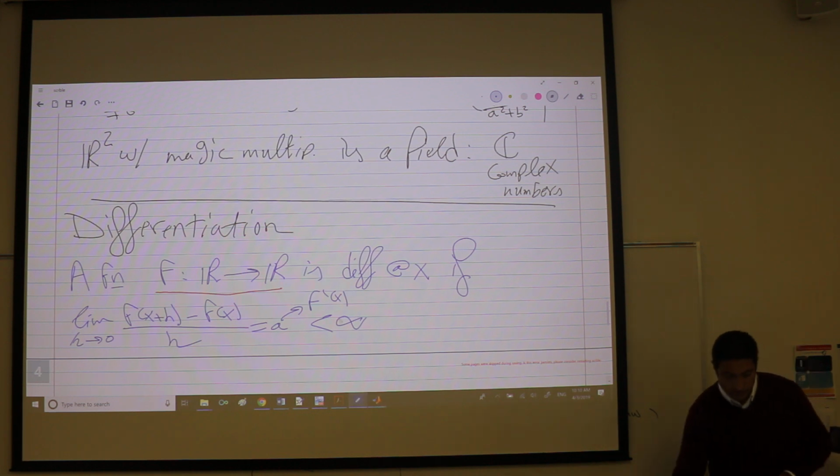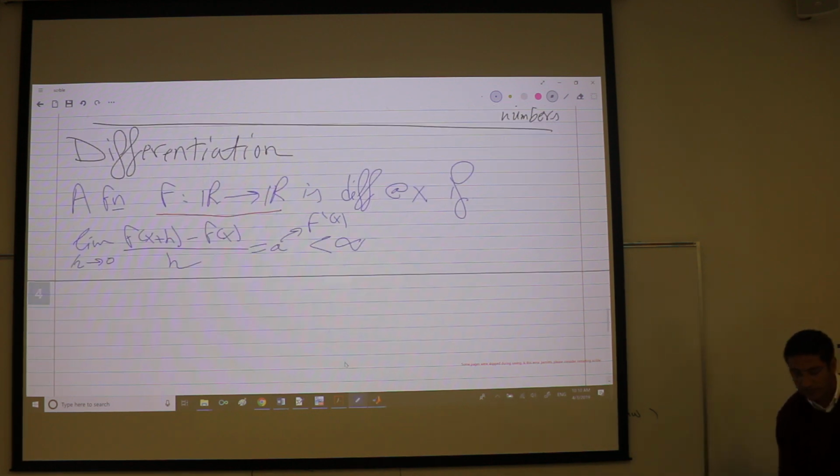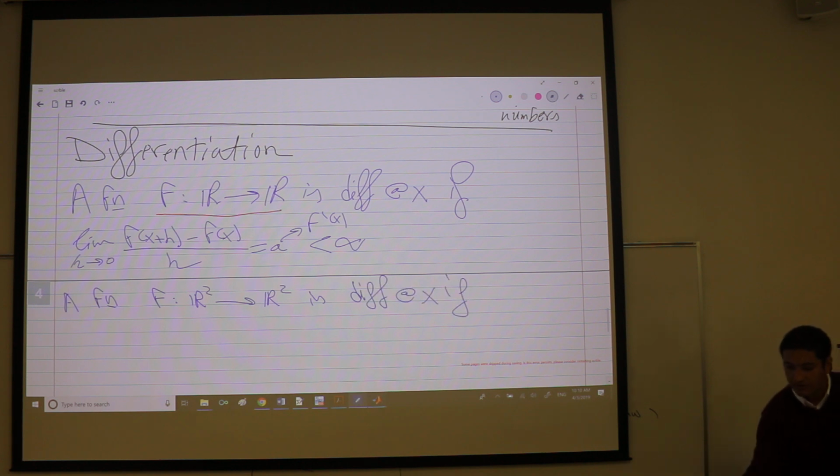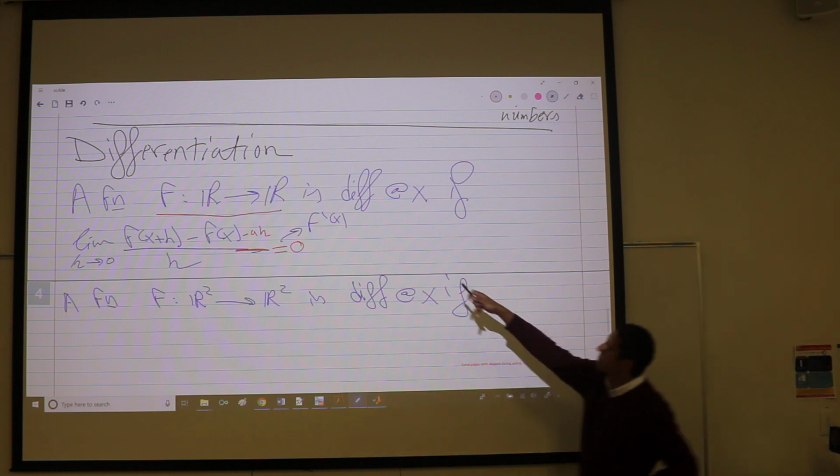Okay. Let's go see the definition of differentiability in R2. A function from R2, so it takes two numbers, right? Takes a vector, gives you two other numbers, is differentiable at x if what? To make the analogy, I will modify this definition a little bit. I will take A and get it inside, okay? So I will have actually here minus Ah is 0, right?